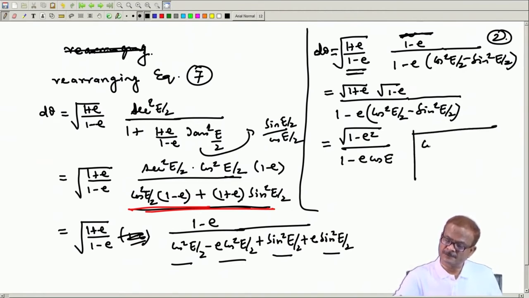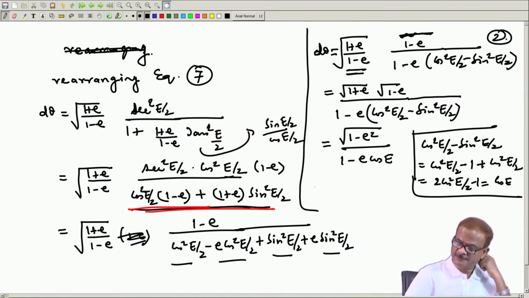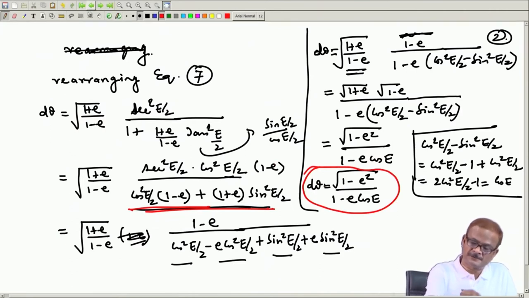And this is following from this particular principle, cos square e by 2 minus sin square e by 2. This is the trigonometric principle you must be aware of. I just took a shortcut. This will be 1 minus cos square e. So, this is cos square e by 2, so this is 2 cos square e by 2 minus 1, and this is nothing but equal to cos e. So, this is what we have utilized here in this place. So, d theta finally we get as 1 minus e square divided by 1 minus e cos e. The reason for doing all these exercises is a simplification of the whole process. So, this was equation 7 and this equation is now 8.